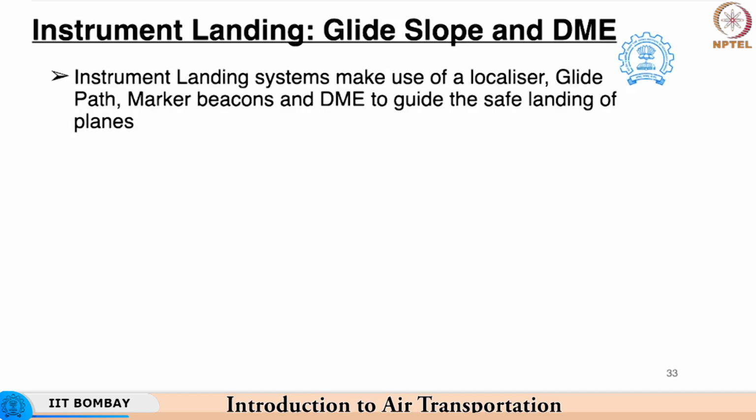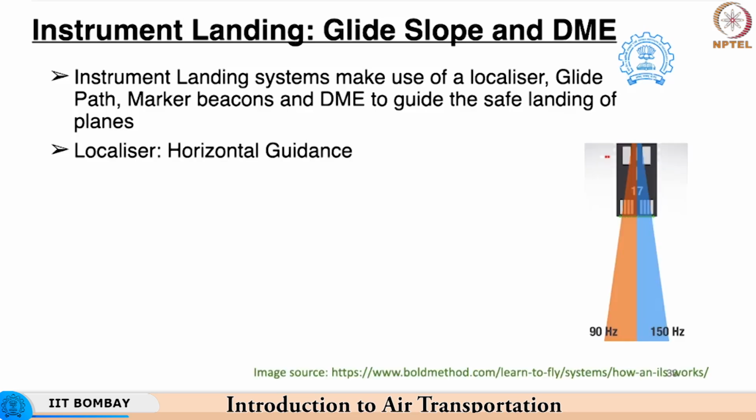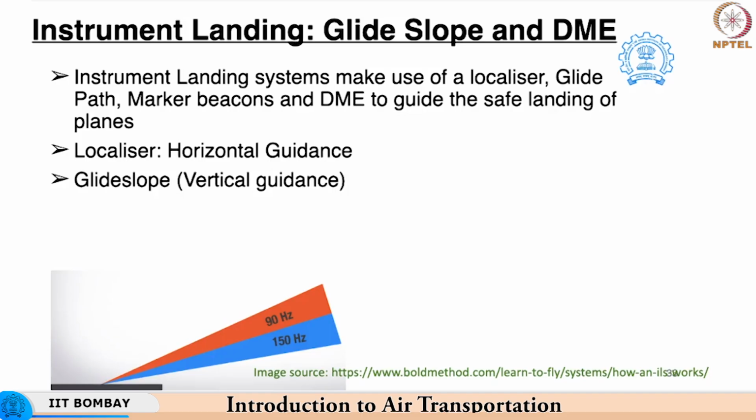In fact, this type of system, which makes use of instruments to carry out the landing, is called the ILS system. These ILS systems basically make use of many equipments like localizer, glide path, marker beacons and DME to guide safe landing of the planes. The localizer provides horizontal guidance to the aircraft with respect to the approach leg, whereas the glide slope will provide vertical guidance to the aircraft.